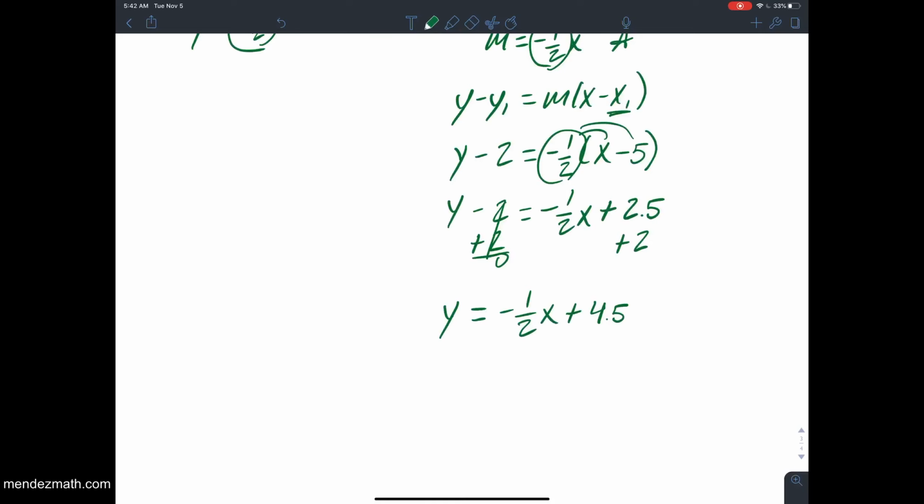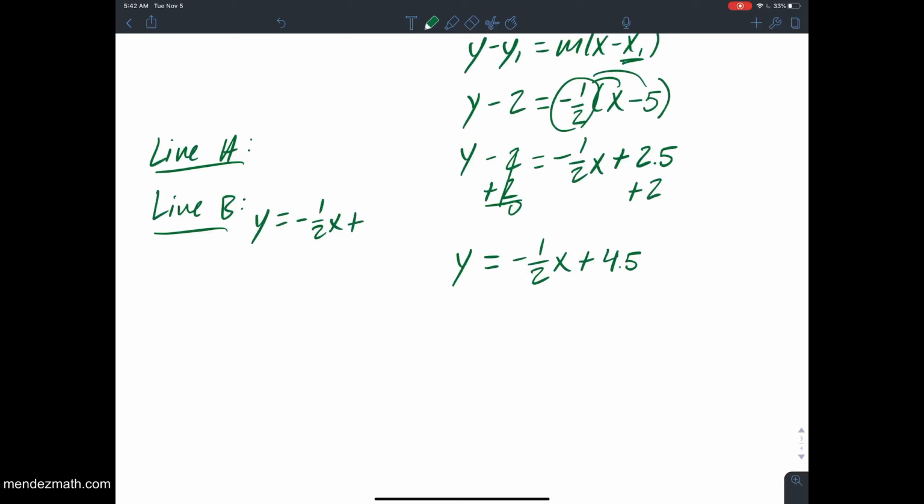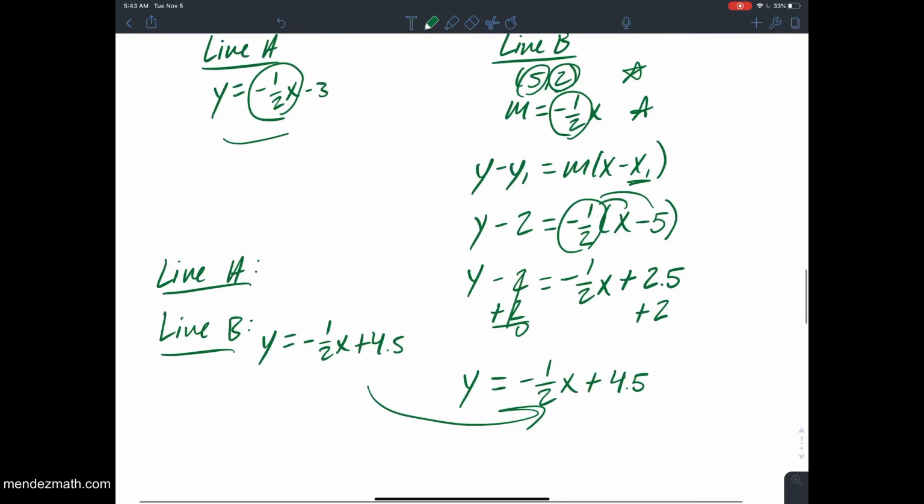So now our parallel lines. We can do line A, line B. Line B is y equals negative 1/2 x plus 4.5. All I did was copy this line right here. And line A is the one they gave us up there, right here. So this is y equals negative 1/2 x minus 3.